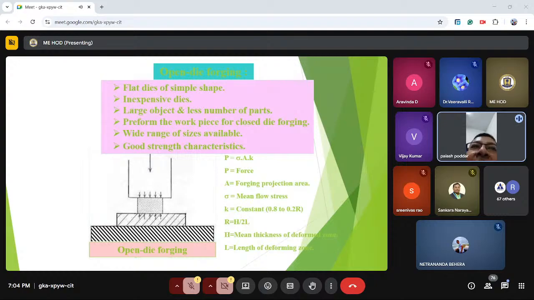Now for closed die forging: relatively good utilization of material, good dimensional accuracy, high production rate, good reproducibility, generally better material property than open die forging, and it gives very good strength characteristics. Here also there is a force and stress, cross-sectional area, and constant, with the formula P equals sigma A K. And here we can see next.